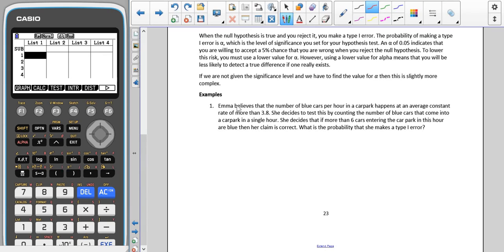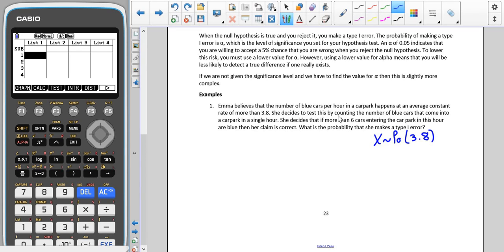So our first example is that Emma believes that the number of blue cars per hour in a car park happens at an average constant rate of more than 3.8. So from this, because we're talking about a constant average rate, that tells me that this is Poisson that they are talking about, even though they haven't specifically said so. So from this, I know that X follows a Poisson distribution with a lambda of 3.8.